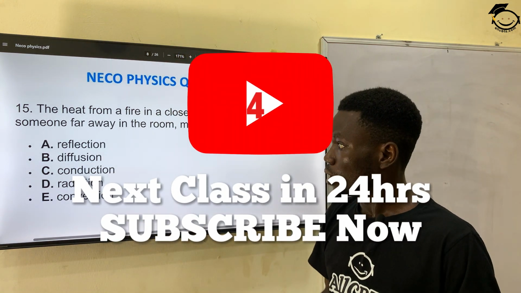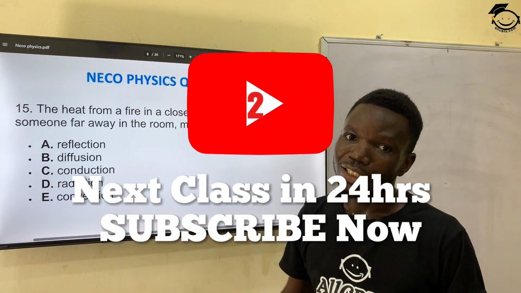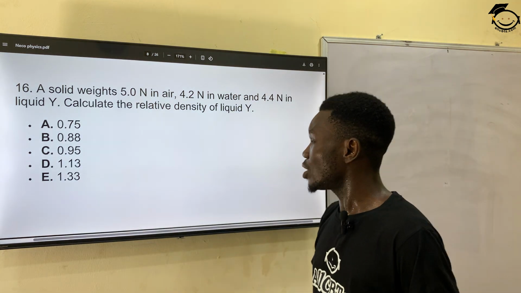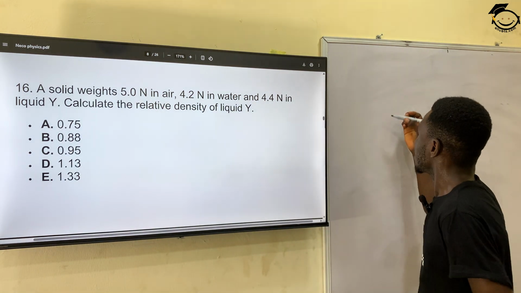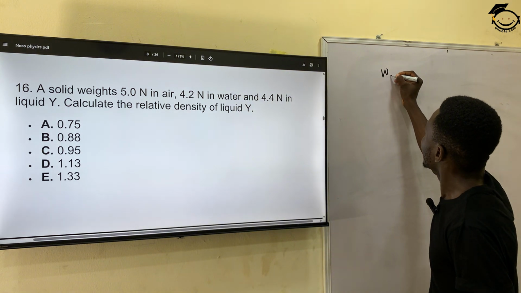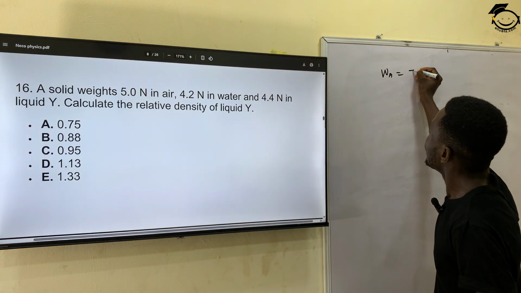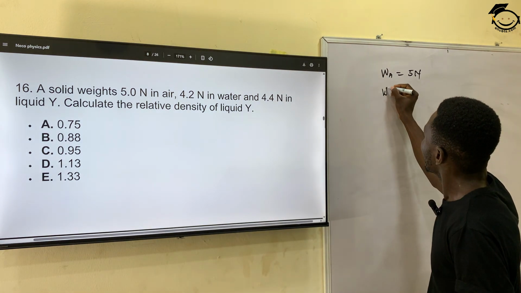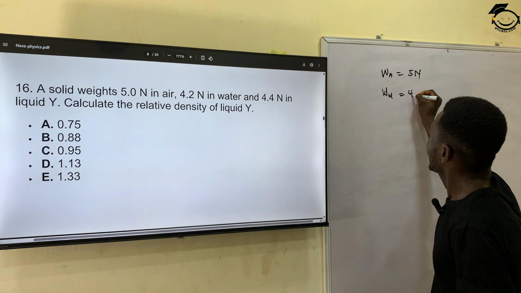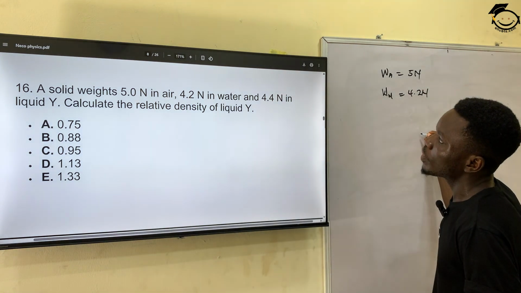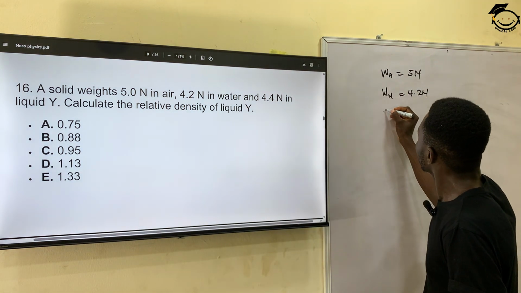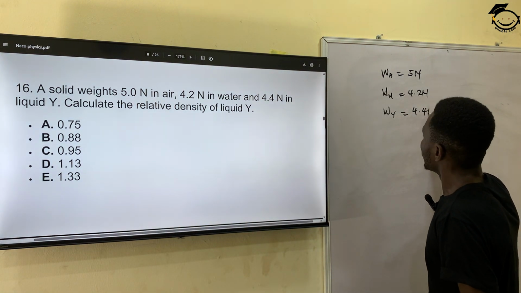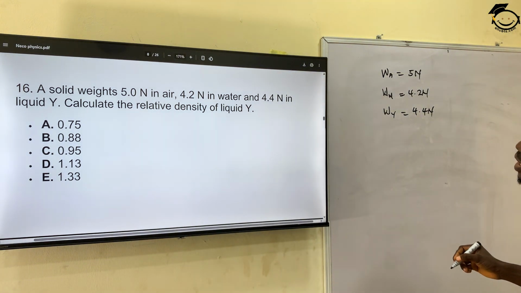So that takes us, that's option D here, and that takes us to question number 16, which says that a solid weighs 5 Newton in air. So we have the weight in air to be 5 Newton, and they say it weighs 4.2 in water. Weight in water is 4.2 Newton and 4.4 in a liquid, wine. So the weight in wine is 4.4 Newton. Then it said calculate the relative density of the liquid.